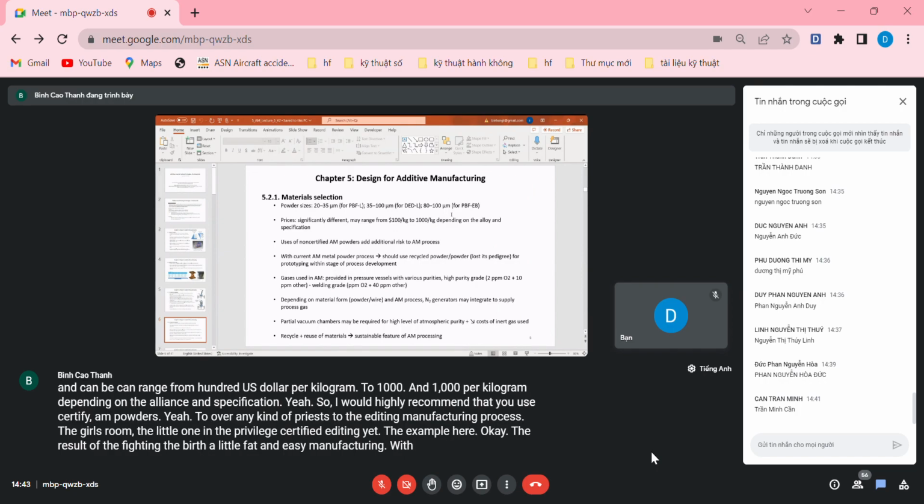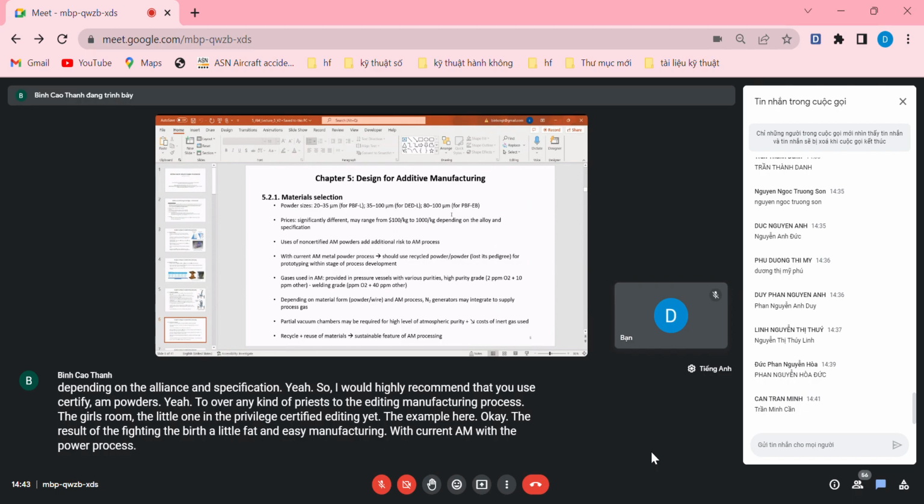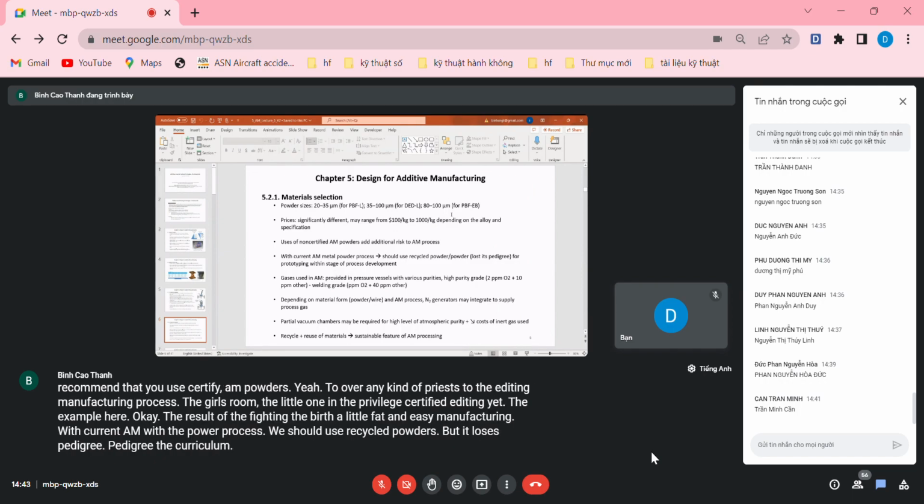With the current AM metal powder process, we should use recycled powders, but it loses its pedigree. Pedigree translates roughly as lineage.